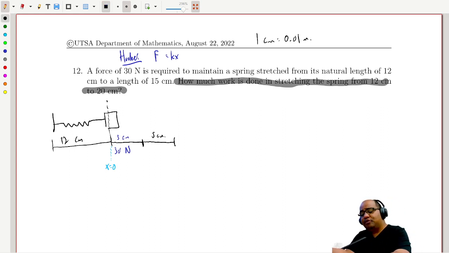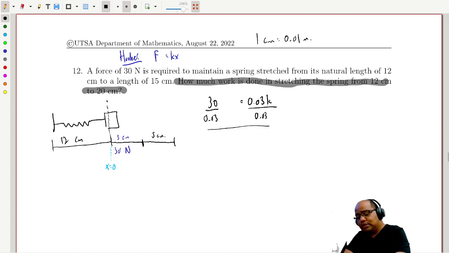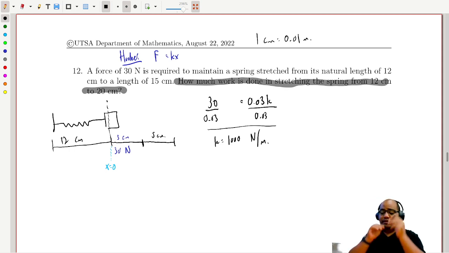So we know that the force on the spring here is 30 newtons, and in stretching it 3 centimeters beyond its natural length, we have 0.03 times k. We need to solve for k here. Well, this is straightforward. We just go ahead and divide both sides by the multiplier there. It takes a bit, but once you punch it in, you get that the spring constant k is 1,000 newtons per meter. All right, so now that we have our spring constant, we now know how to figure out how to get the work.